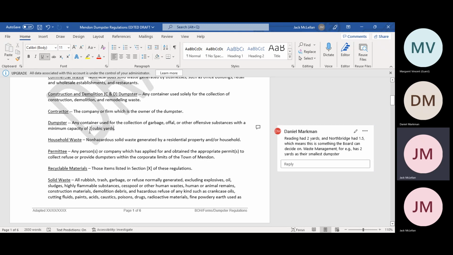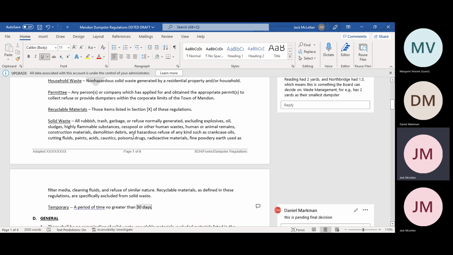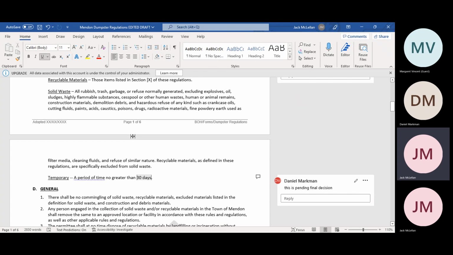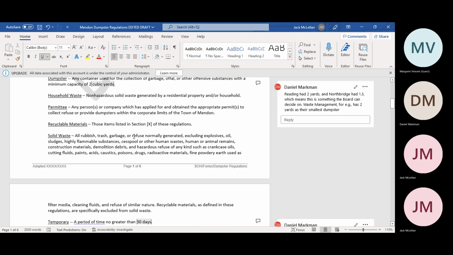I didn't have problems with anything else until we got down to the definition of temporary. Anybody else have any comments on anything prior to that in the definition? Yes, actually. Under recyclable materials, section, there is a placeholder piece of text for the section.